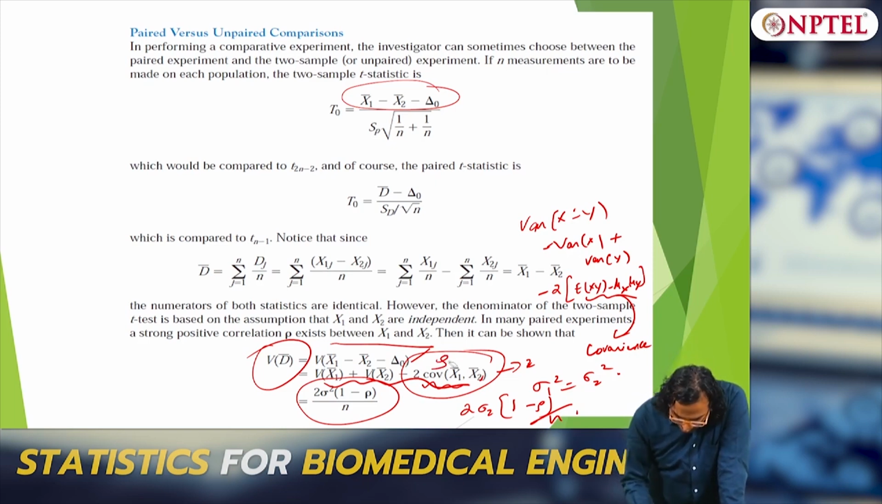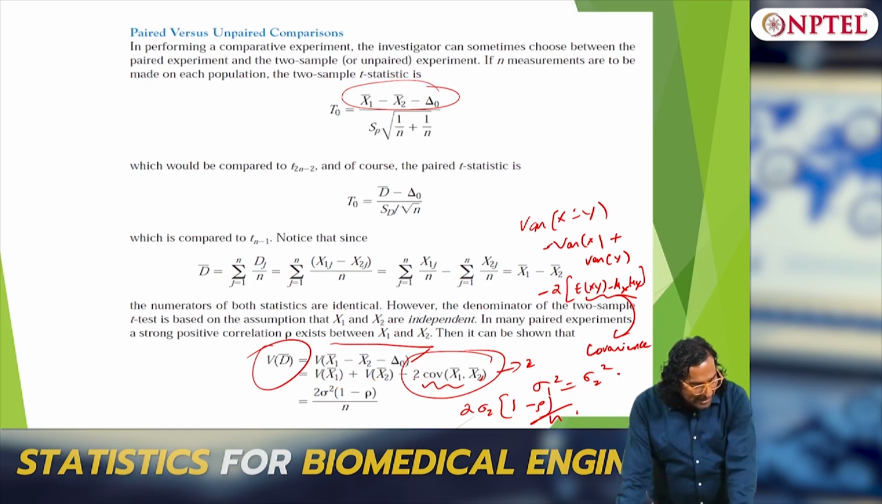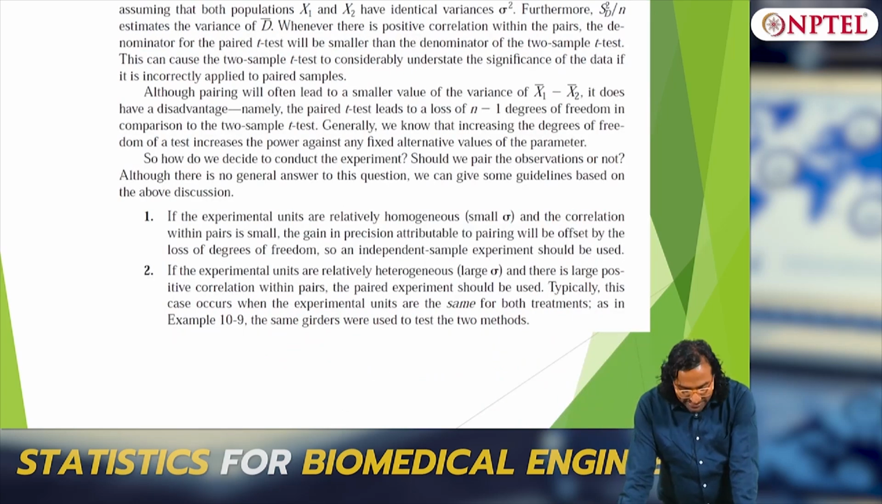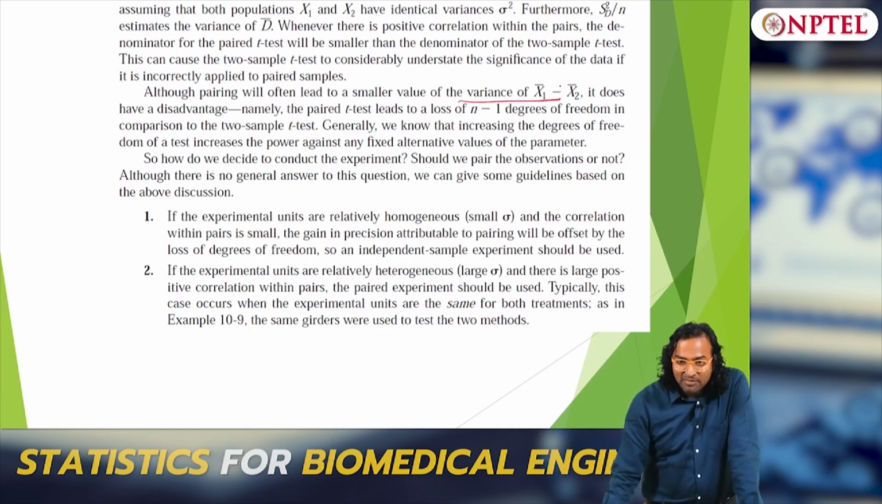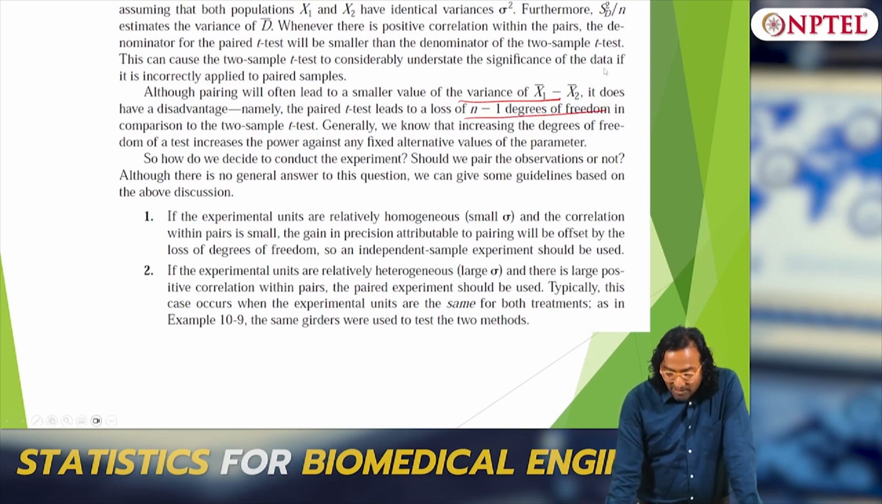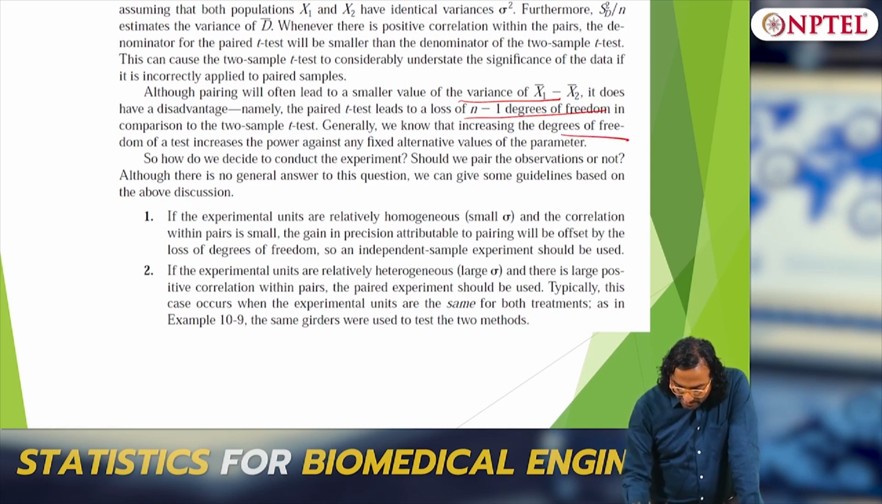Okay. So we will talk about this later, how we got this, but the nutshell is the variance decreases. Pairing will often lead to a smaller value of the variance, but it has a loss of n minus 1 degrees of freedom. We know that increasing the degrees of freedom increases the power.